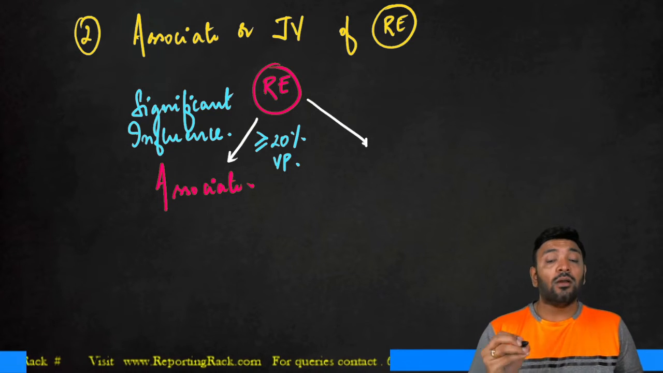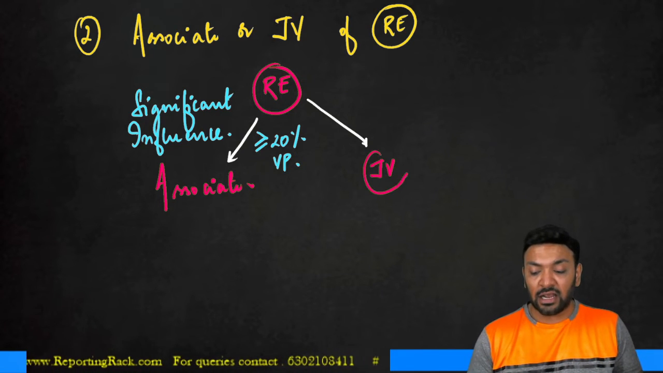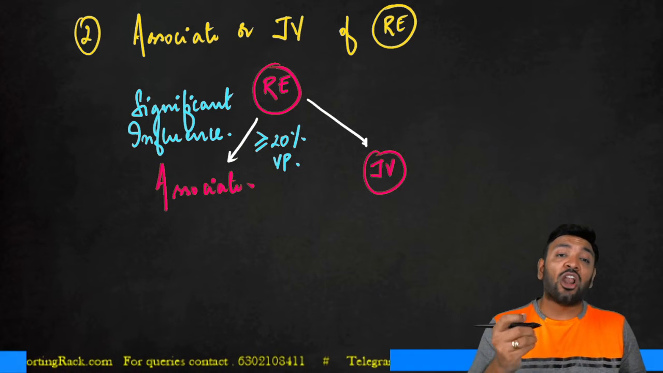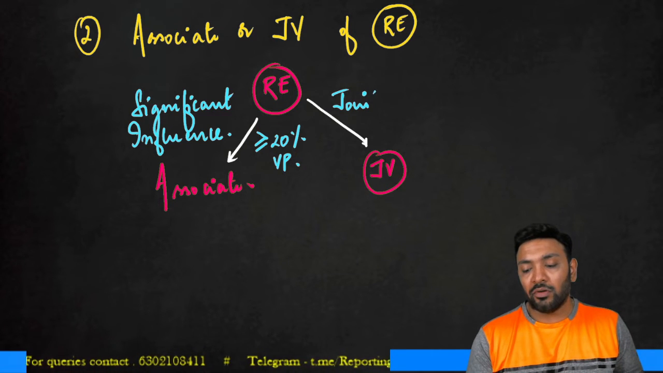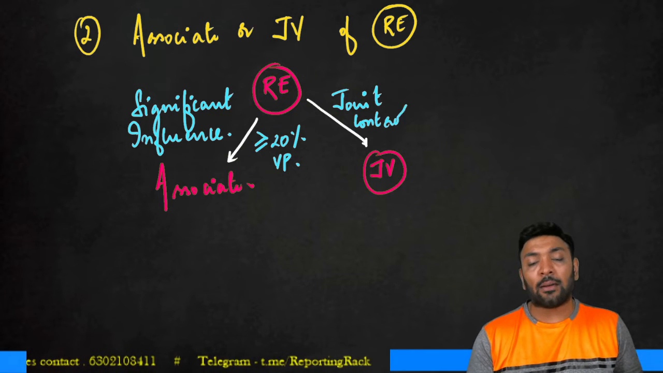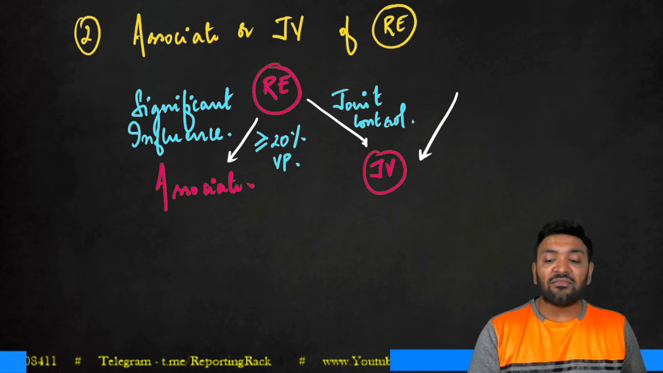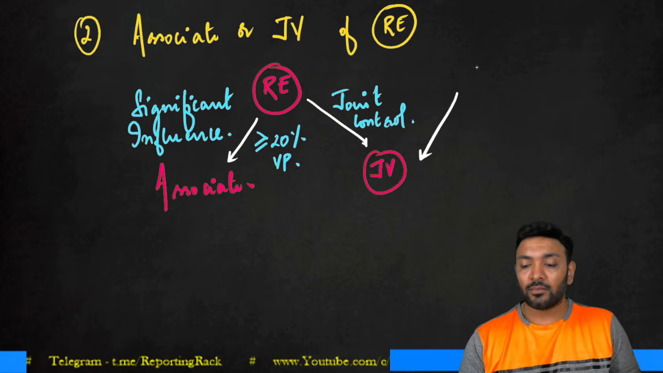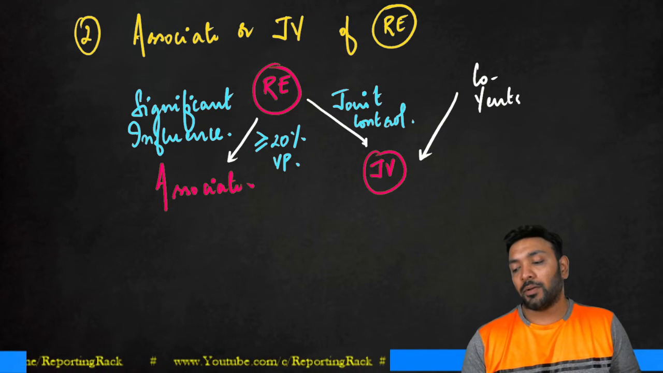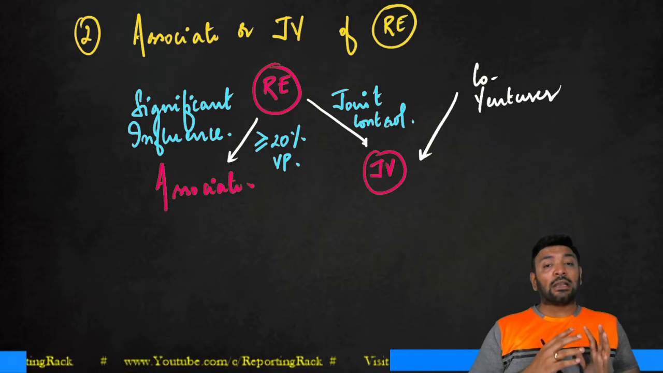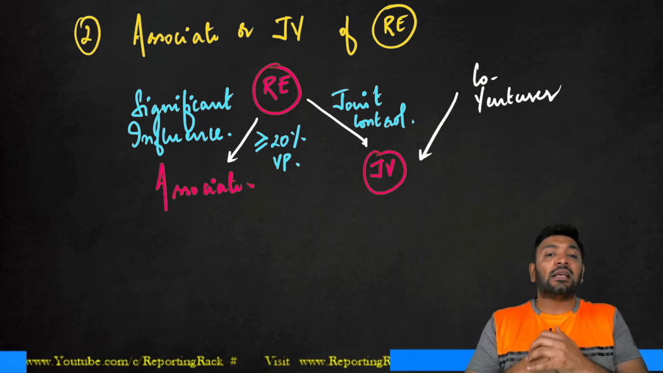Second, where I have a joint venture. When do you say I have a joint venture? I'll say I have a joint venture if I jointly control it along with other enterprises. I have joint control. Guys, whenever I have joint control, I alone am not controlling. That means there is someone else who is controlling this joint venture with me. That someone else is called a co-venturer. A reporting enterprise together with its co-venturer is jointly controlling the joint venture. Then this joint venture is a related party.